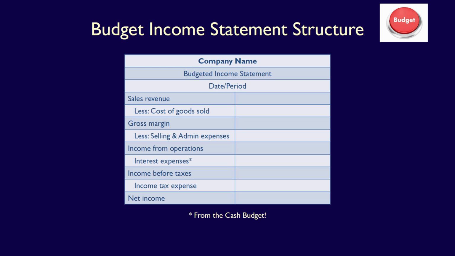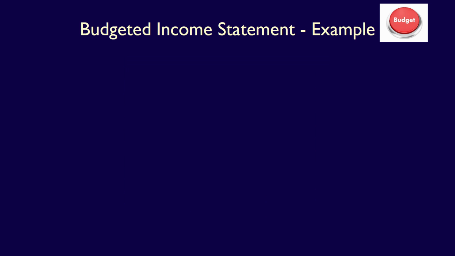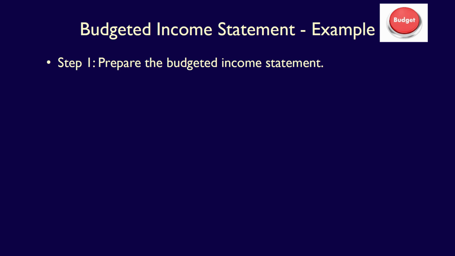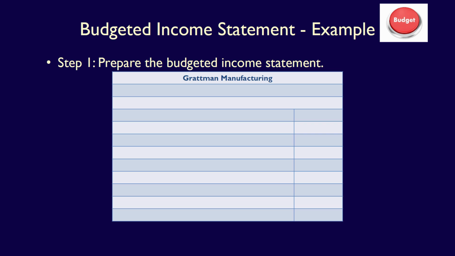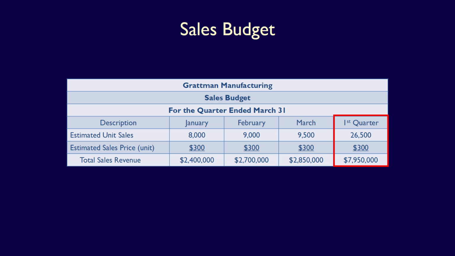Let's apply this to an example. We'll continue with our Gratman manufacturing example and use many of the budgets we've already completed to prepare the income statement for the quarter. We could create an income statement for each month, but we'll demonstrate using just the first quarter. Step 1 is to prepare the budgeted income statement. We'll start with the title, Gratman Manufacturing, the name of the statement, budgeted income statement, and the date, quarter ended March 31st. First, we're going to put in sales revenue, which we obtain from the sales budget.